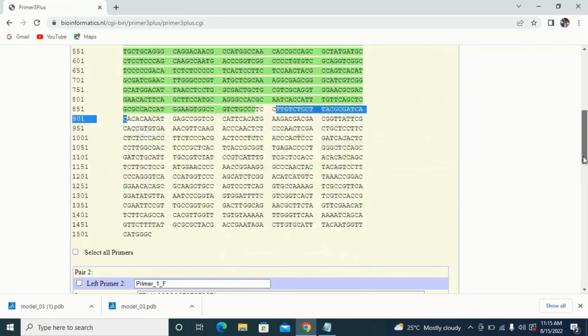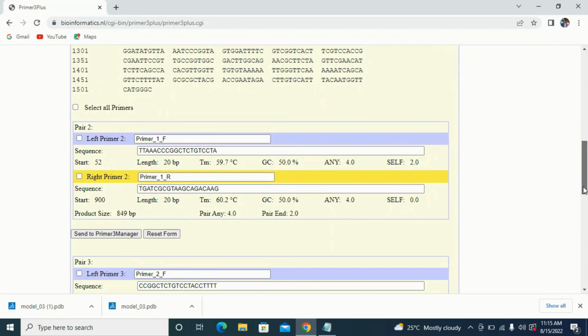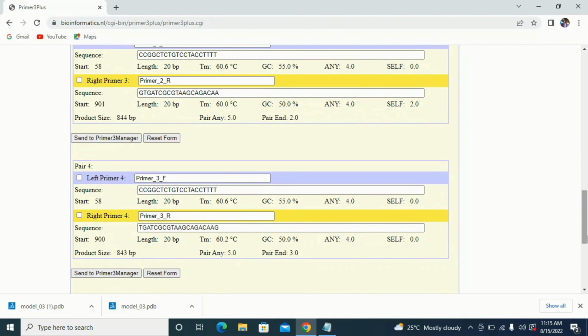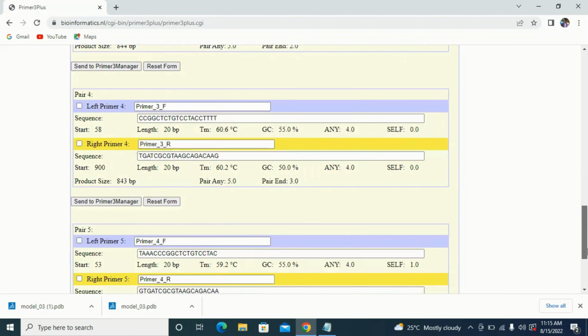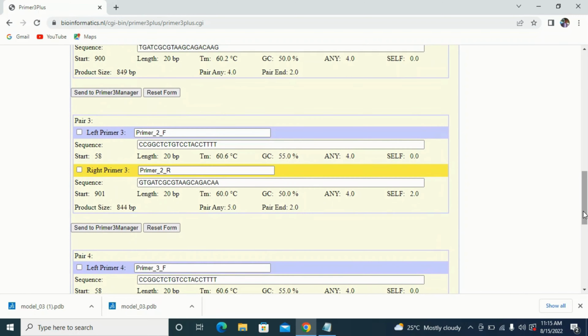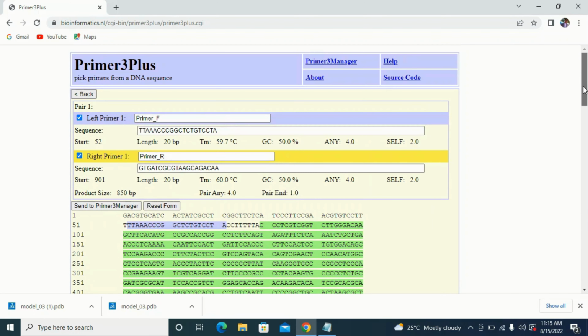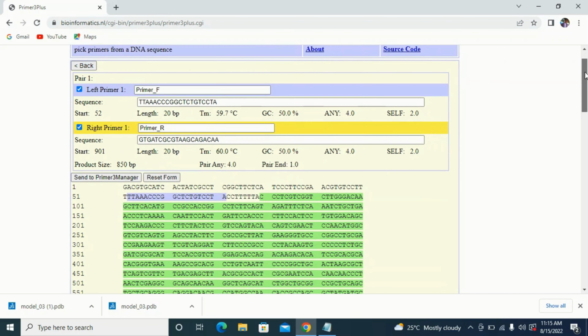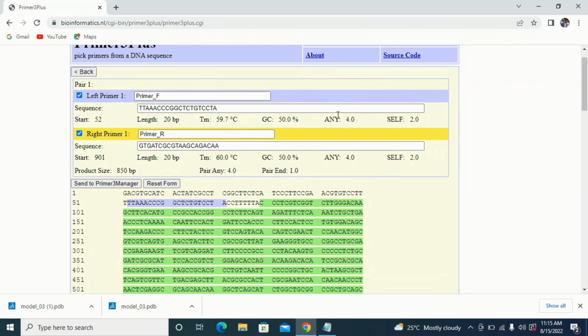Remember also, note very well that while picking primers, the server will pick up to 4 to 5 different primers for you. For instance, this is pair 5, this is pair 4, this is pair 3, this is pair 2, and this is pair 1. It has picked 5 different primers which can be used for the PCR of our sequence. This first one was sorted out based on certain properties which we are going to explain now. These properties have been considered before making this the best pair out of these 5.